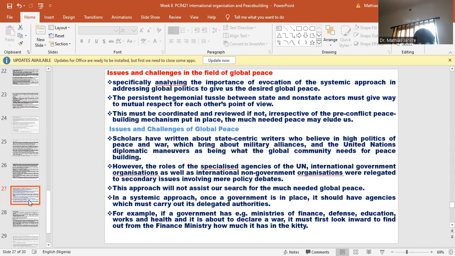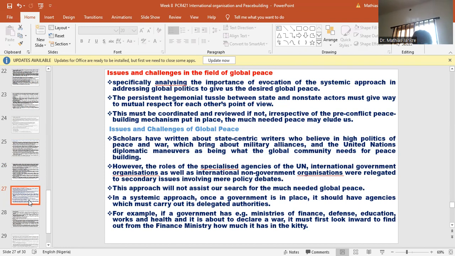Now, the issues and the challenges of global peace. Scholars have written about state-centric writers who believe in high politics of peace and war, which bring about military alliance, and the United Nations diplomatic maneuver has been what the global community needs for peace building. However, the role of the specialized agencies in the UN, international governmental organizations, as well as international non-governmental organizations, was relegated to secondary issues involving main policy debates. This approach, as a matter of fact, will not assist our search for the much-needed global peace.